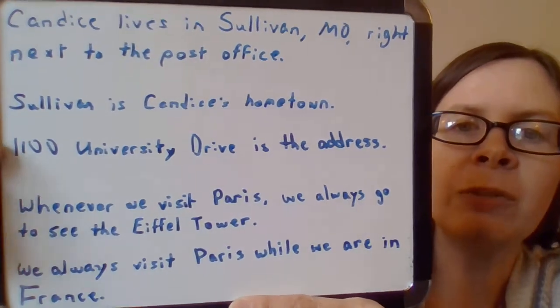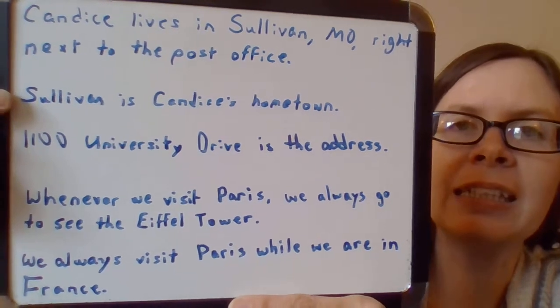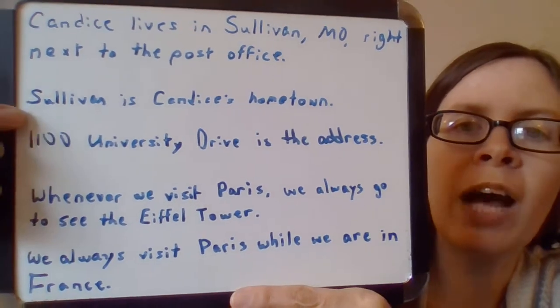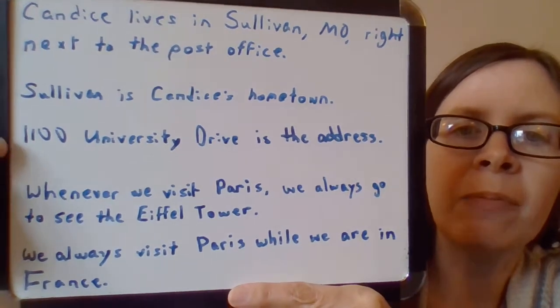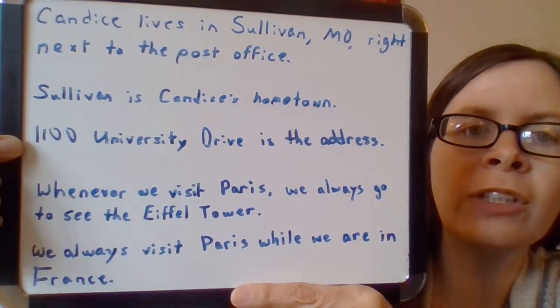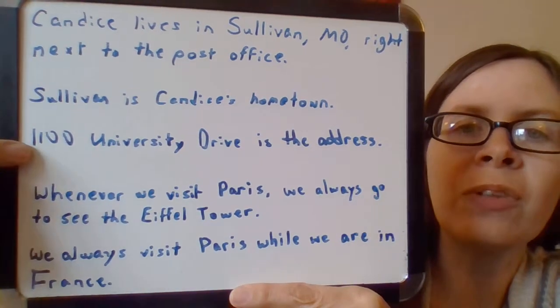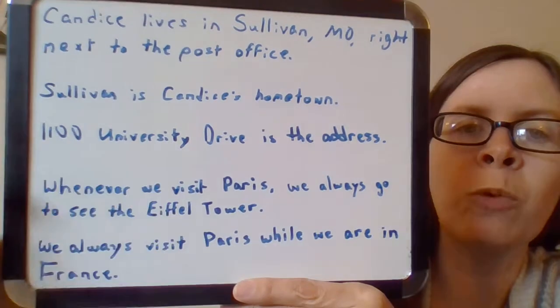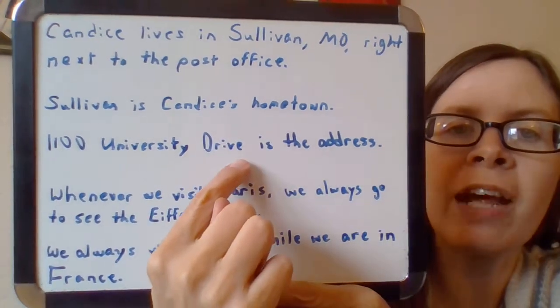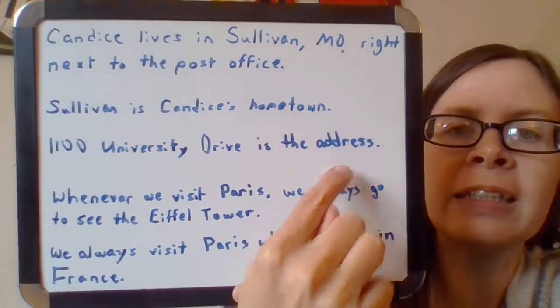Okay? This one just has one item. Sullivan is Candace's hometown. So there's no comma after Sullivan because it is one item all by itself, okay? Here's another one. 1100 University Drive is the address. So the street address and the street count as one item. The number and the street are one thing, so it does not get a comma after it. It just continues into the sentence.